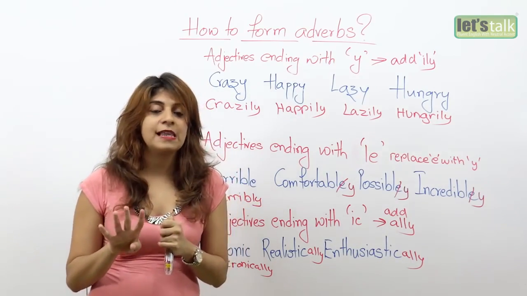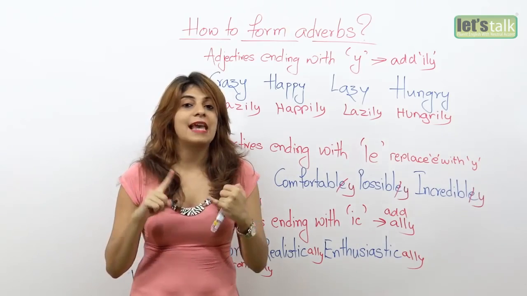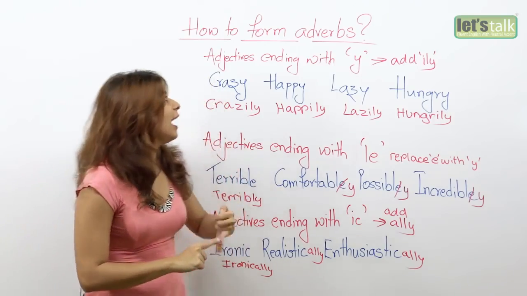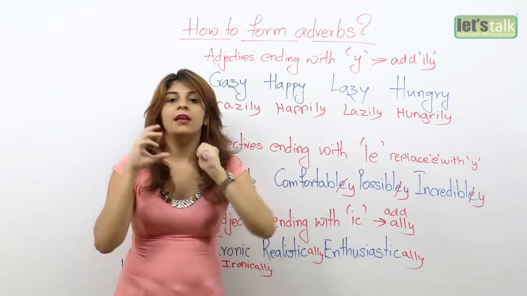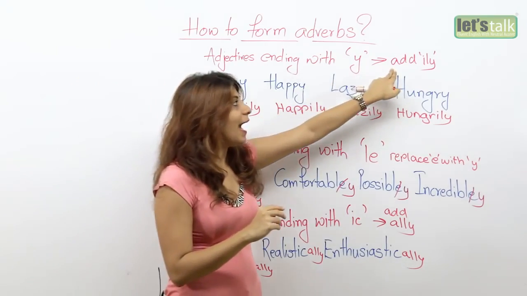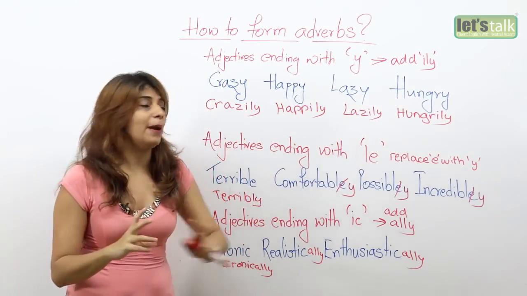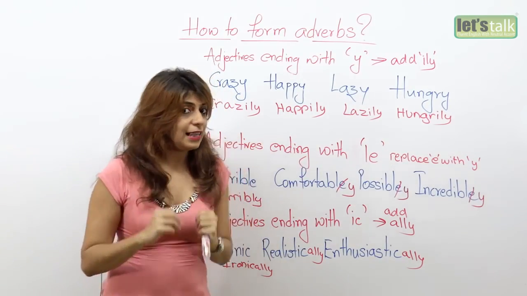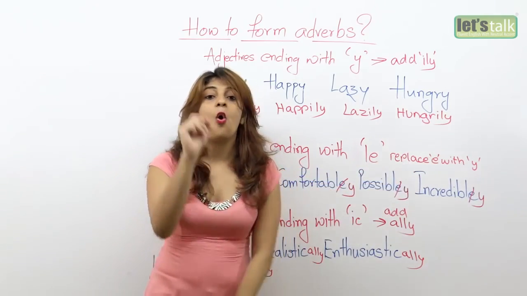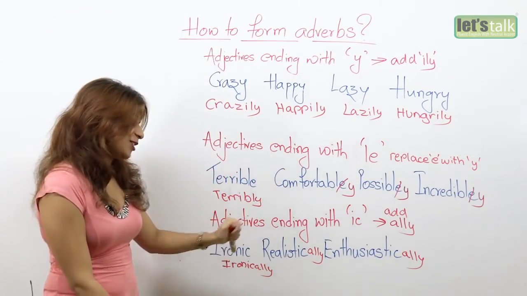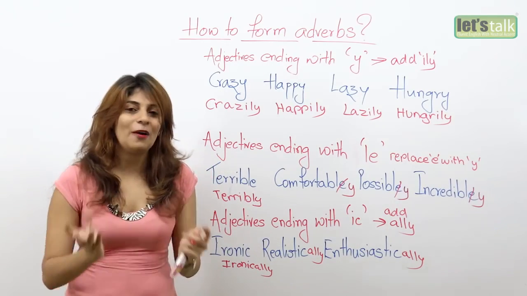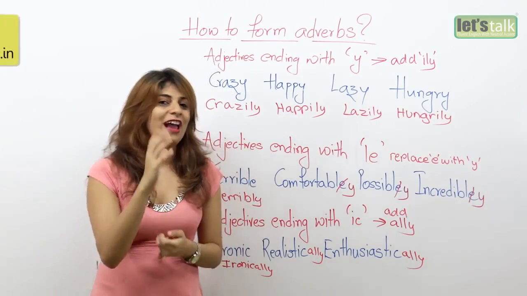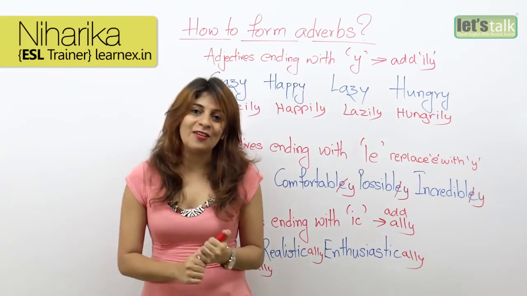We have 4 rules wherein we just simply add the letters ly to an adverb. Okay, that's what we learned. Then we have adjectives that end with the letter Y. Well, we have to add the letters ILY by getting rid of this Y. The adjectives ending with the letter LE, well, you're going to replace the E with the letter Y. And the adjectives ending with IC, well, very simple. You are going to just add the letters ALLY to form your adverbs. Okay, so hope this is clear to you.